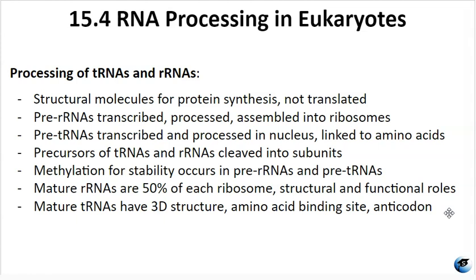Methylation occurs in the pre-rRNAs and pre-tRNAs for stability, and subunit excision also takes place in eukaryotic pre-RNAs destined to become tRNAs or rRNAs. Mature RNAs constitute about 50% of ribosomes, serving structural, catalytic, and binding functions. And mature tRNAs adopt a three-dimensional structure with base pairing and intramolecular hydrogen bonding. And they are the ones that are responsible for positioning the amino acid binding site and the anticodon for mRNA codon interaction.